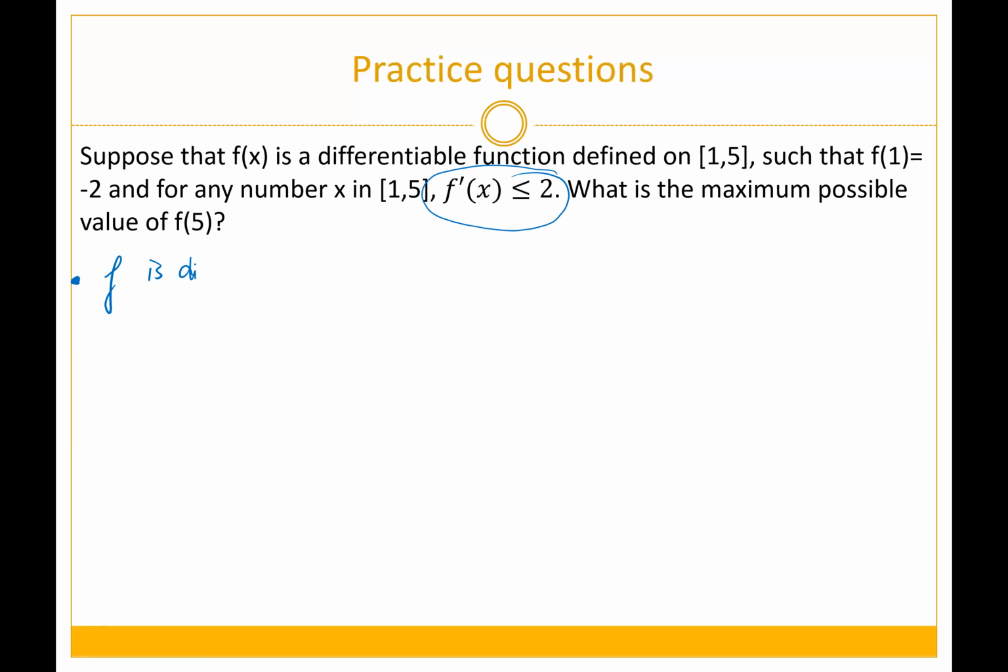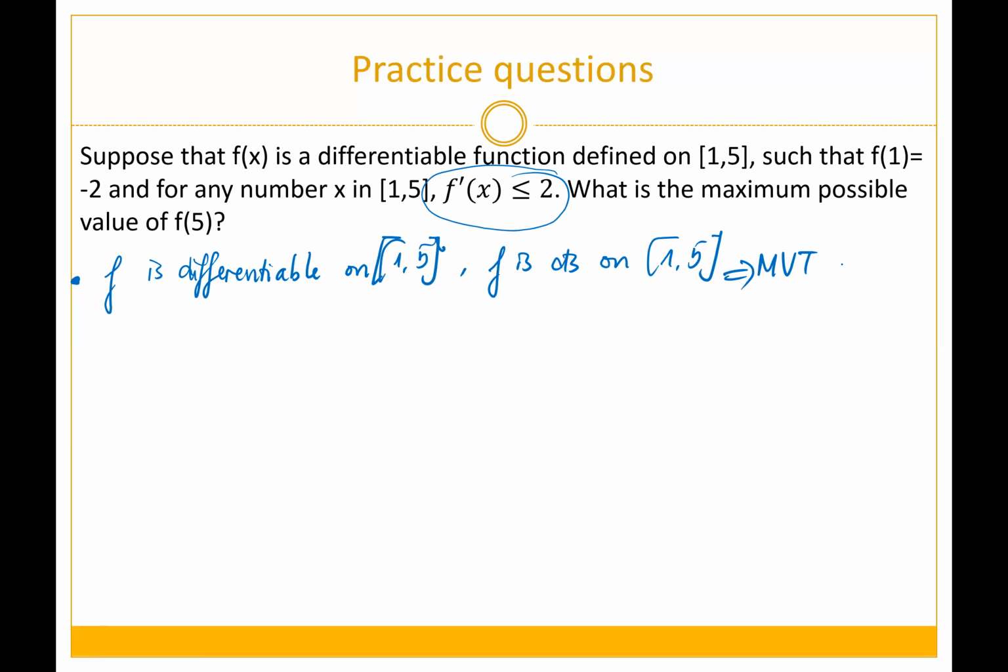differentiable on 1 to 5. And then we also have, because any differentiable function is also going to be continuous on that interval, so the second condition is also satisfied. So now we can use the mean value theorem. So the mean value theorem applies.